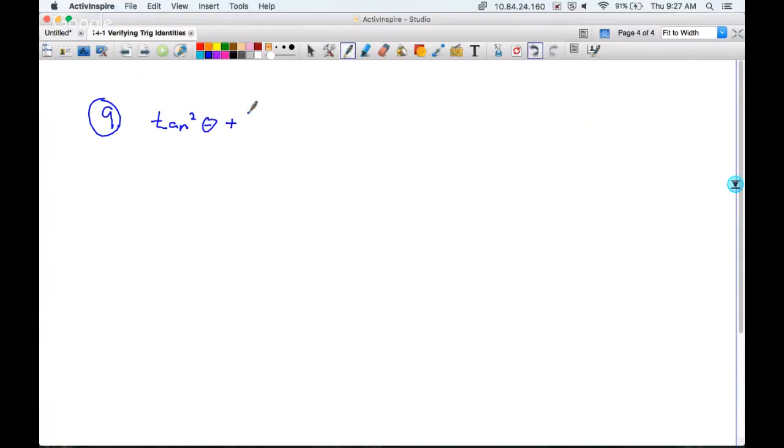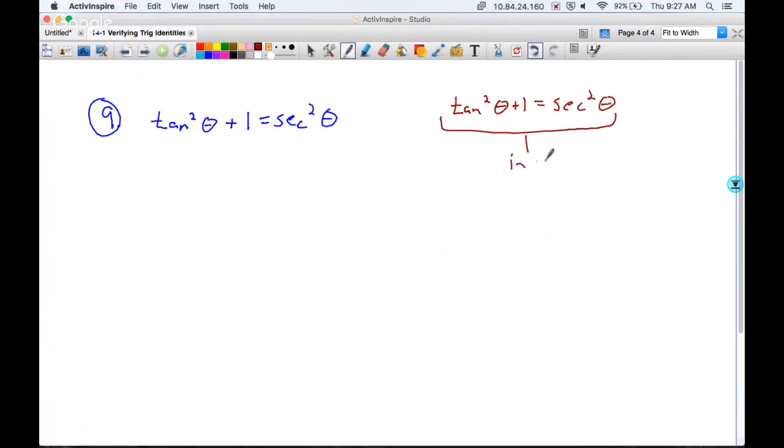Tangent squared theta plus 1 equals secant squared theta. This is one that I believe I had you basically do in class, where we just used the only Pythagorean identity that we know, but I'll let you use all of the Pythagorean identities in the packet. So I'm going to use this to replace this here with secant squared theta.